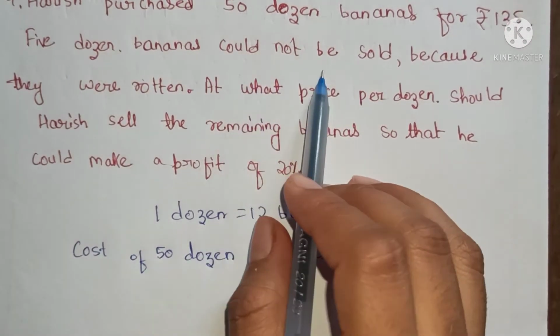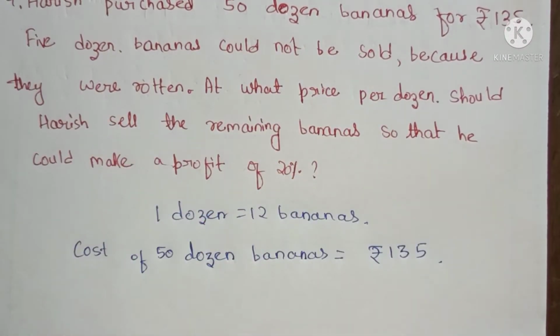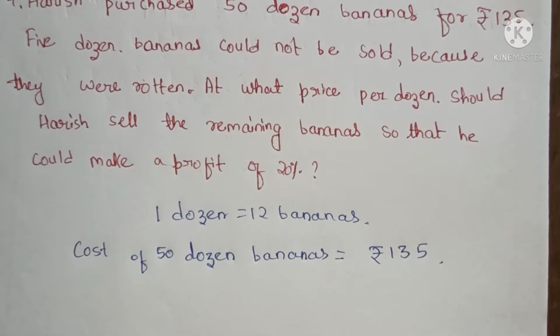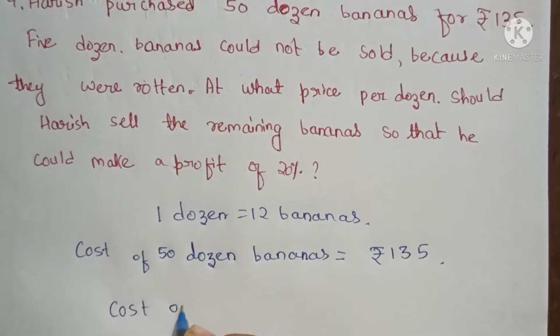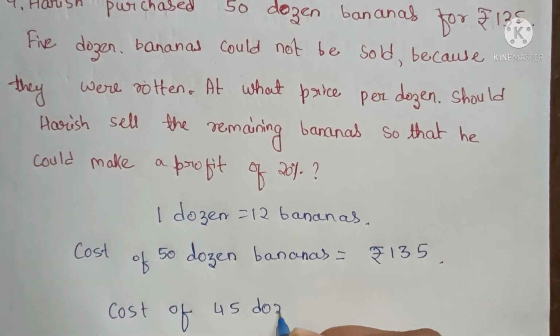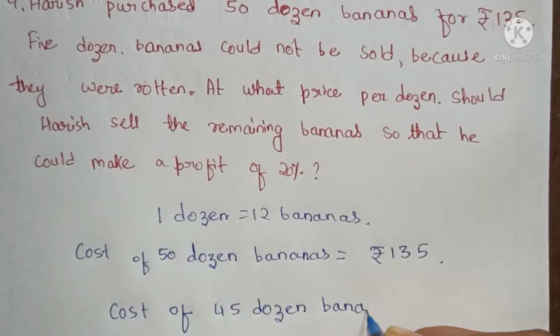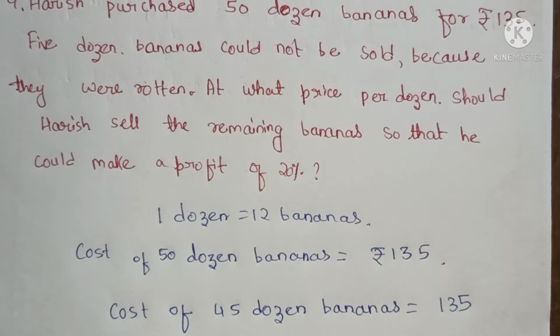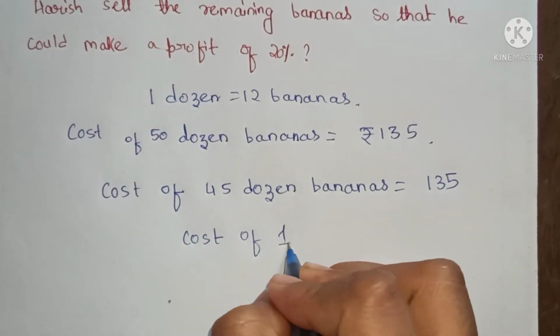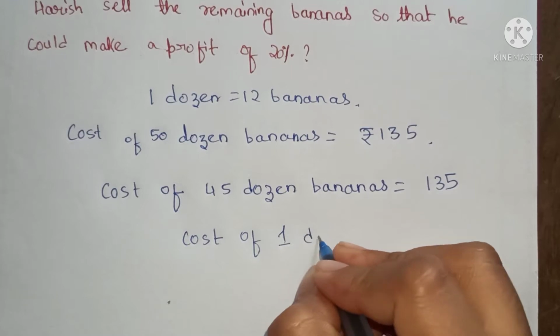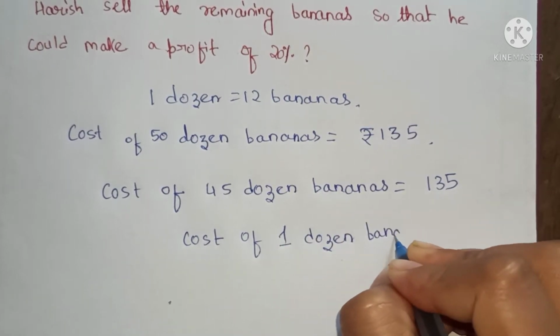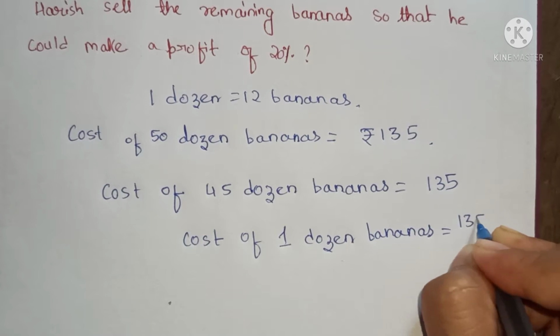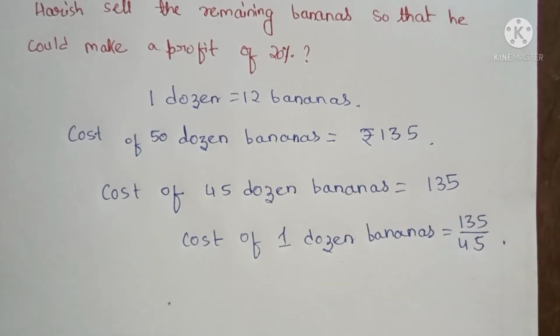5 dozen bananas could not be sold because they were rotten. So 5 dozen bananas got destroyed, and he could not sell those. So actually now it becomes the cost of 45 dozen bananas for Harish, because 5 dozen got rotten, right? So he will find the cost of one dozen bananas. 1 dozen bananas equals 135 divided by 45. We'll leave it this way.